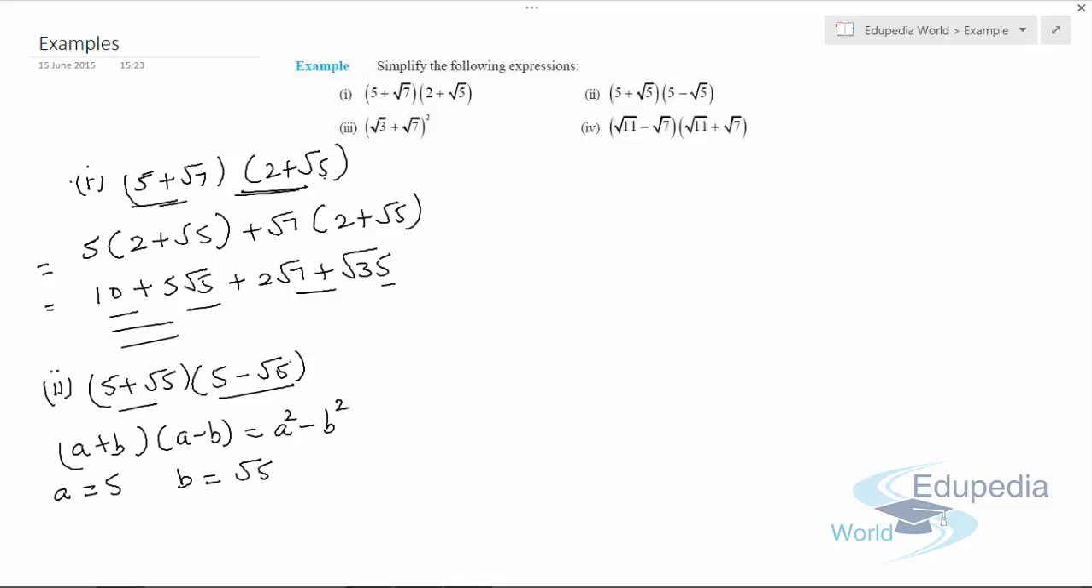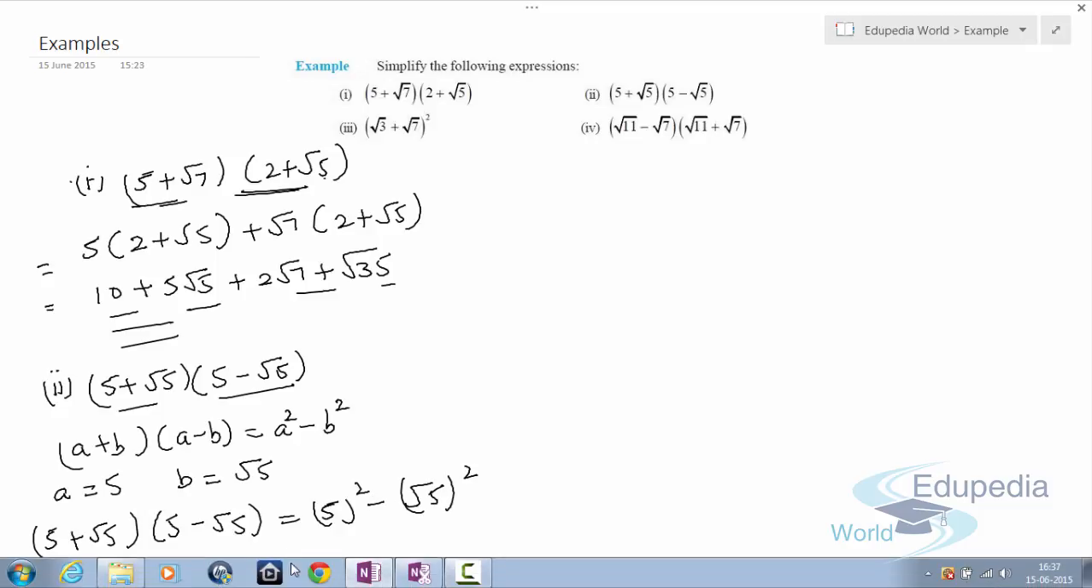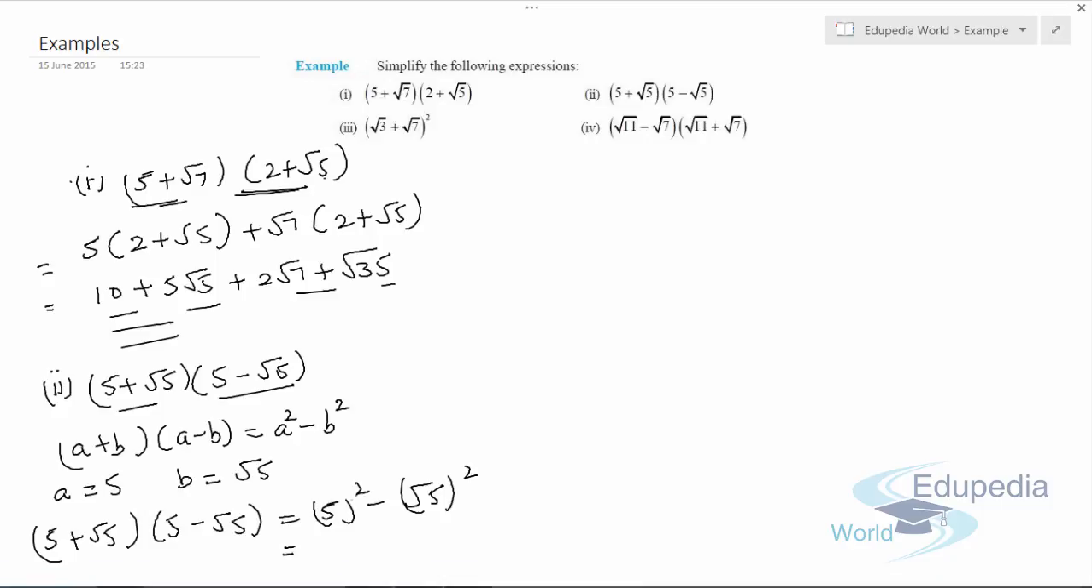So this means (5 + √5)(5 − √5) can be written as 5² − (√5)². So the answer will be 5² is 25 minus (√5)² is 5. So the answer is 20. Now let's discuss the third question.